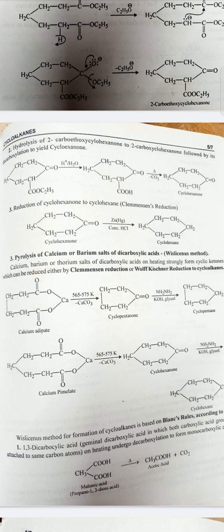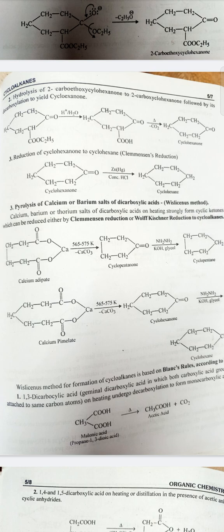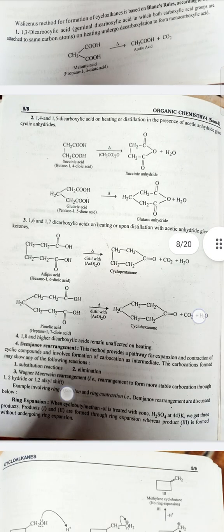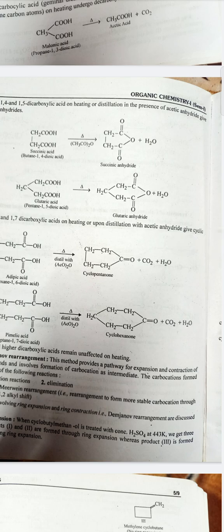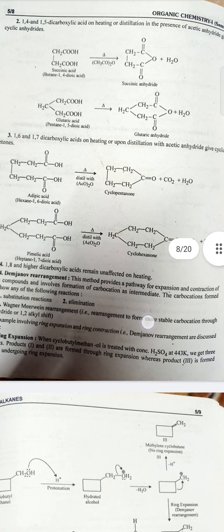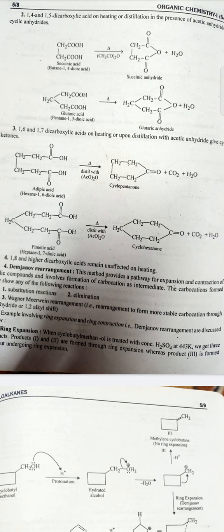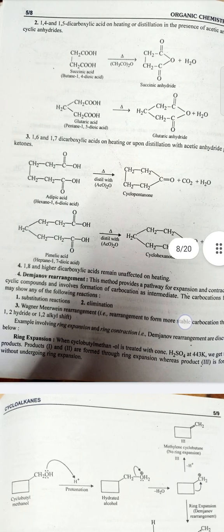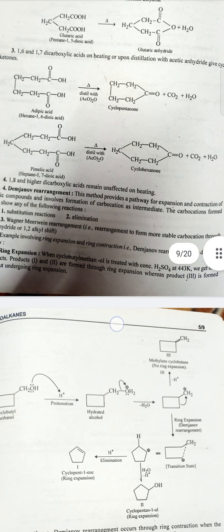Wislicenus method for formation of cycloalkanes is based on Blanc's rules, according to which: 1. 1,3-dicarboxylic acid, geminal dicarboxylic acid, in which both carboxylic acid groups are attached to the same carbon atom, on heating undergo decarboxylation to form monocarboxylic acids. 2. 1,4 and 1,5 dicarboxylic acids on heating or distillation in the presence of acetic anhydride give cyclic anhydride. 3. 1,6 and 1,7 dicarboxylic acids on heating or upon distillation with acetic anhydride give cyclic ketones. 4. 1,8 and higher dicarboxylic acids remain unaffected on heating.